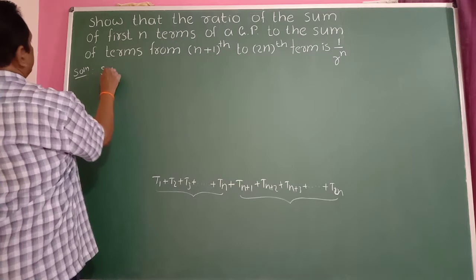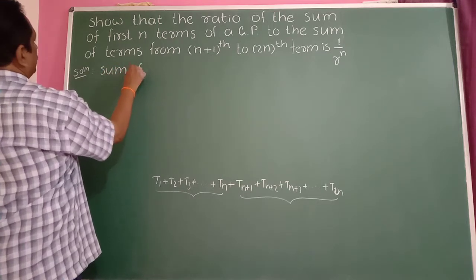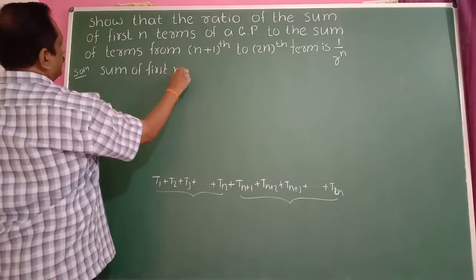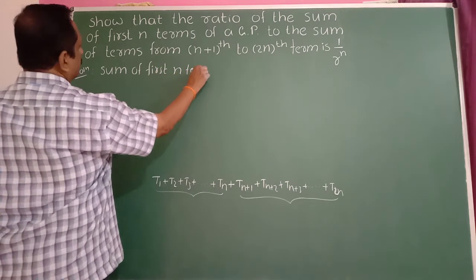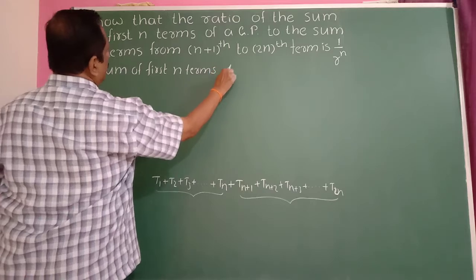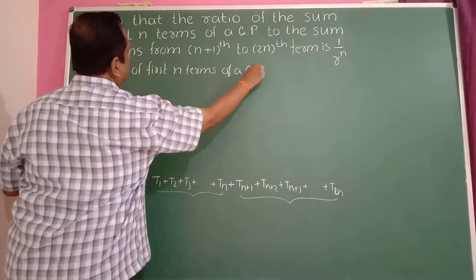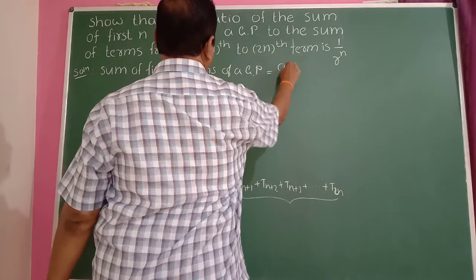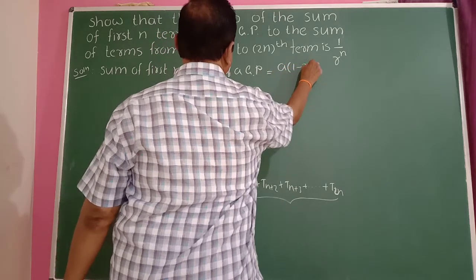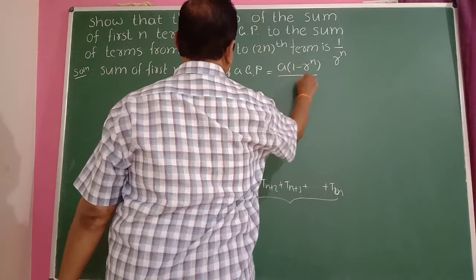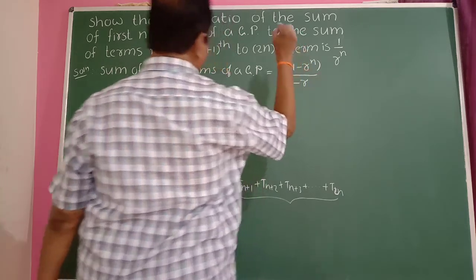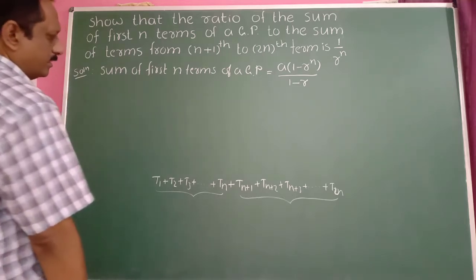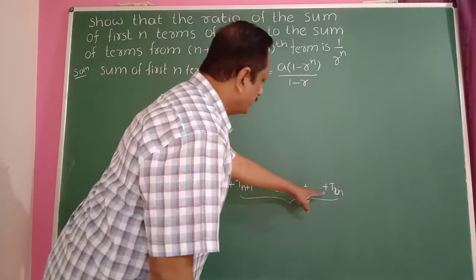Sum of the first n terms of a GP is equal to, you know the formula, a into 1 minus r to the n divided by 1 minus r. This is the formula. Then the sum of the n plus 1 term to the 2nth term here.